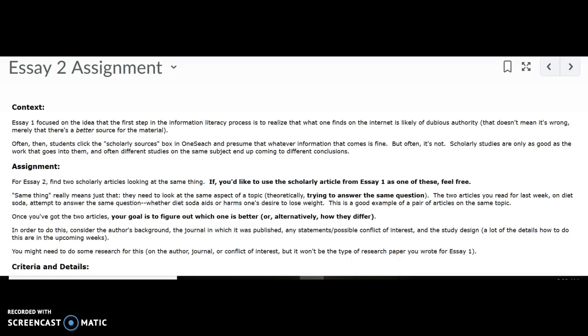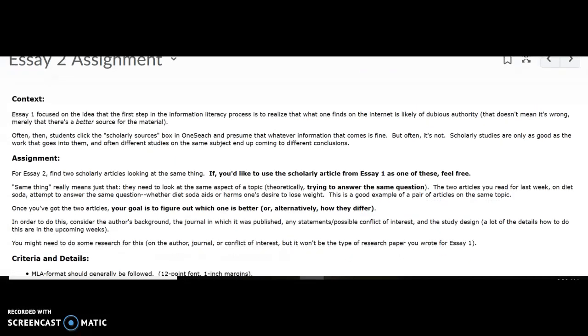So often then, students will just tick the scholarly sources box in one search. If you've watched your video already, that makes sense. And you say, okay, any information I get here is fine, but often it's not, or it doesn't quite say what you want it to, what you think it says. So scholarly studies are only as good as the work that goes into them, and they are often different studies on the same subject that end up coming up to different conclusions. In the 2 sample articles you read today and had the research discussion on, it's 2 articles that in some ways try to answer the same question about diet soda and whether it helps you lose weight. And they come to different conclusions.